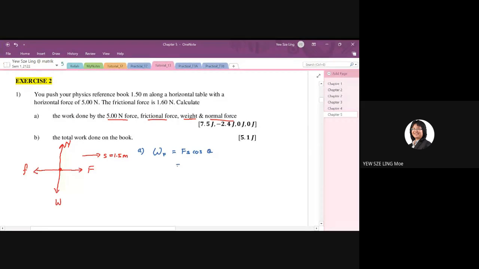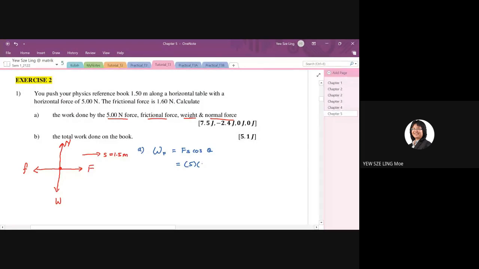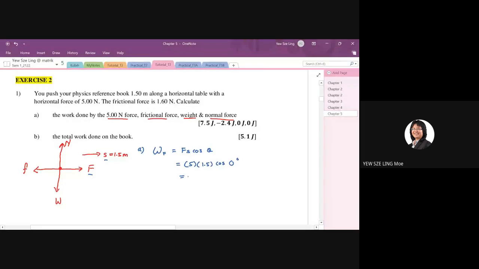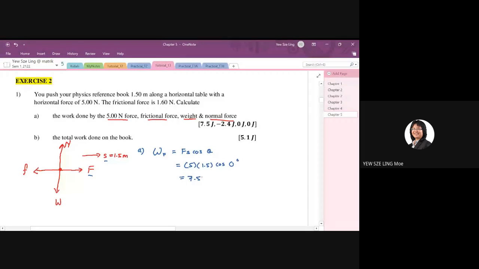All right, so my force is 5 Newton, and the object moved by 1.5 meter. Now my F and my s are both pointing in the same direction, so cos 0 degree. So it is equal to 7.5 joule.